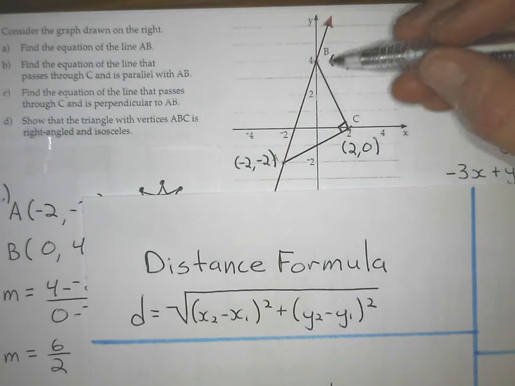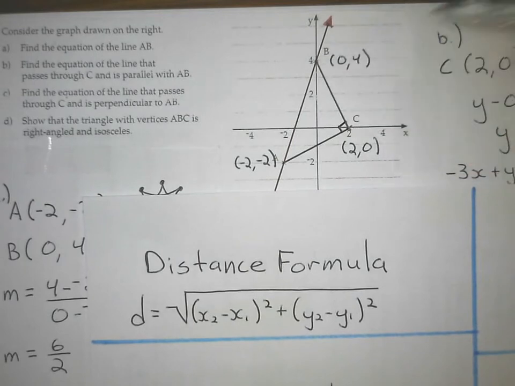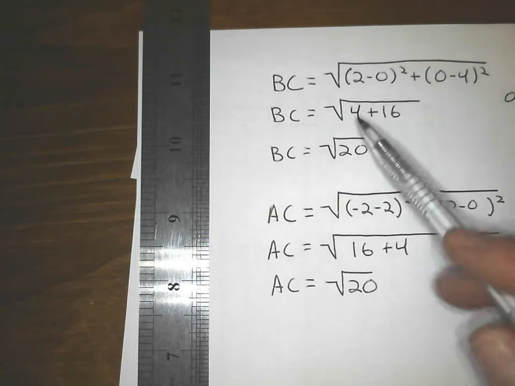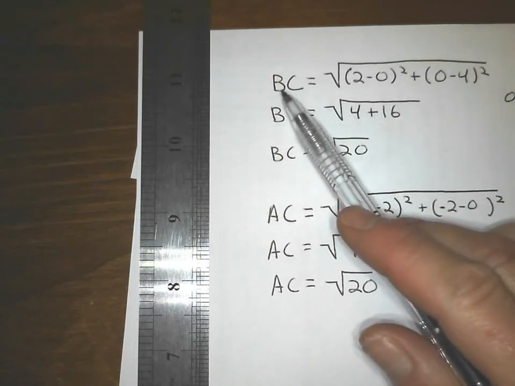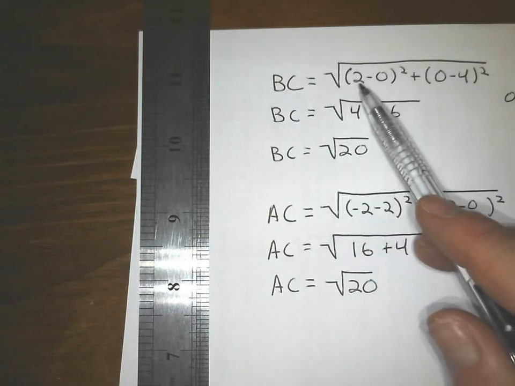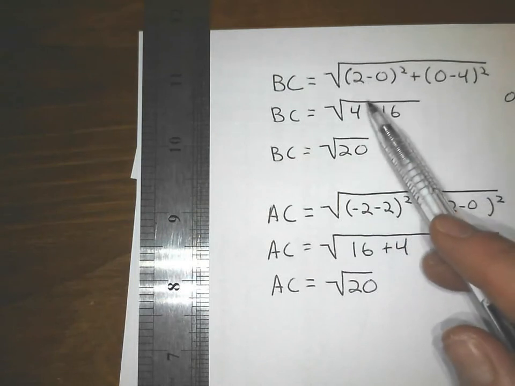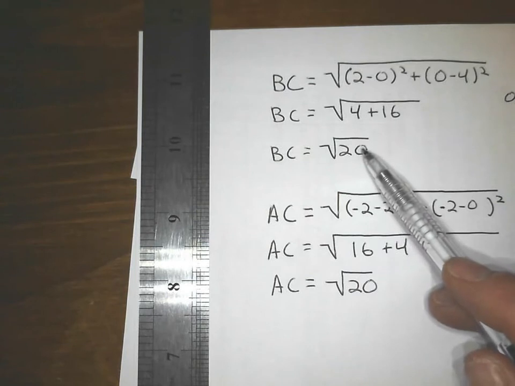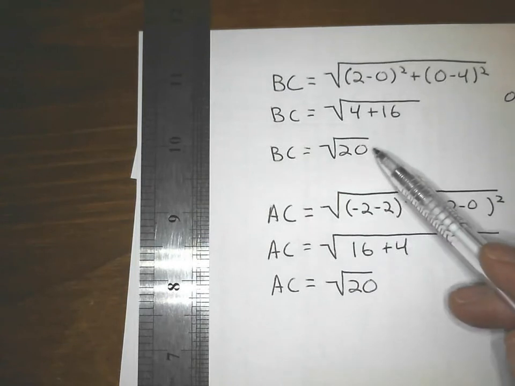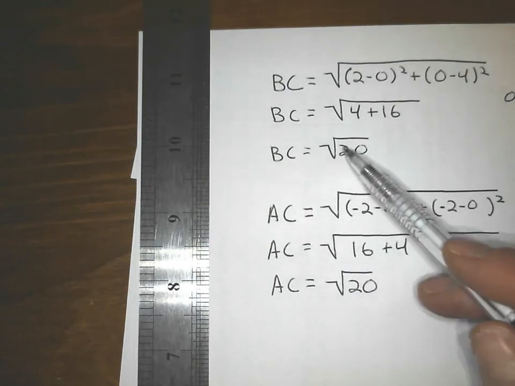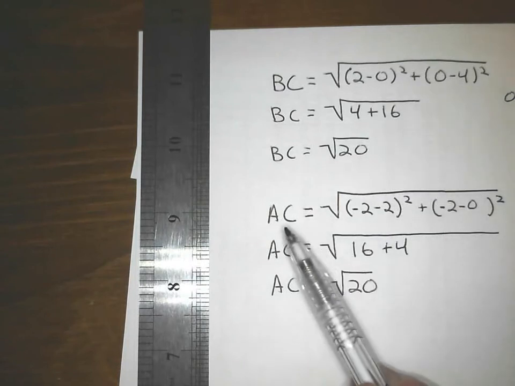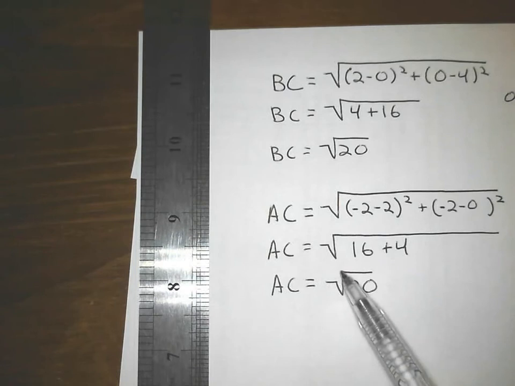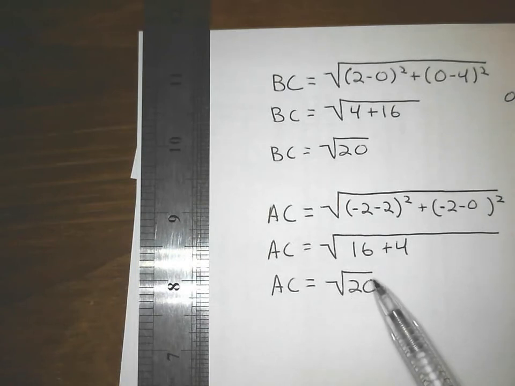So, first, I'll find the distance of BC. Okay, so using the distance formula for BC and plugging in my coordinates of BC, I get a value of square root of 20, and I don't need a decimal approximation for that. I can just leave it as square root of 20 for now. And when I use the distance formula for AC, I get a value of square root of 20 as well.